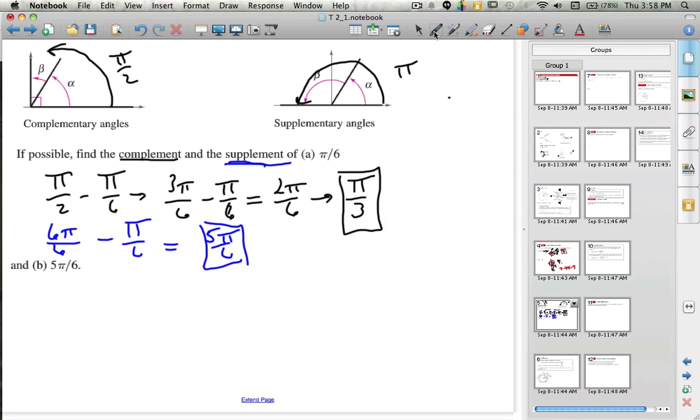Okay, if I want to do this one more time using a new angle, 5 pi over 6, 5 pi over 6 is here. Can I find a complement, an angle that will add up to 90? No, because this is greater already than 90 degrees, or greater than pi over 2. So there is no complement. And as we already did here, these were supplementary angles. I know that pi over 6 is the supplement.